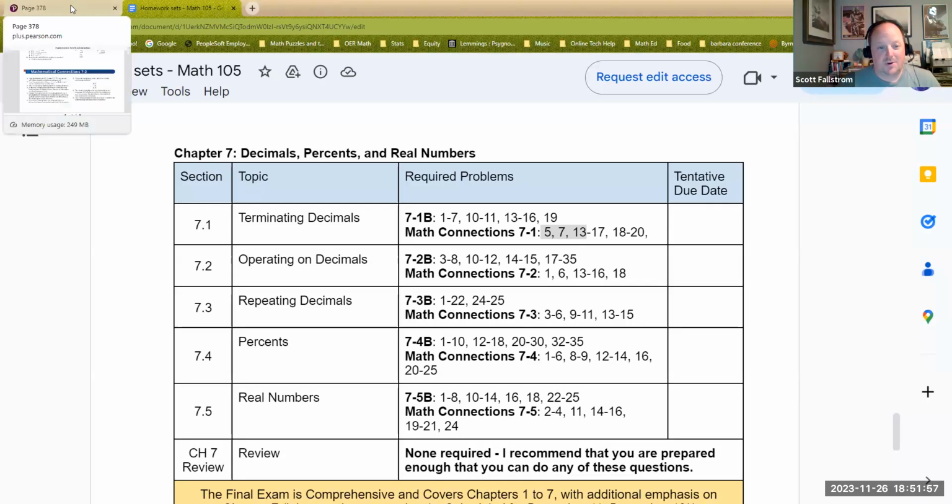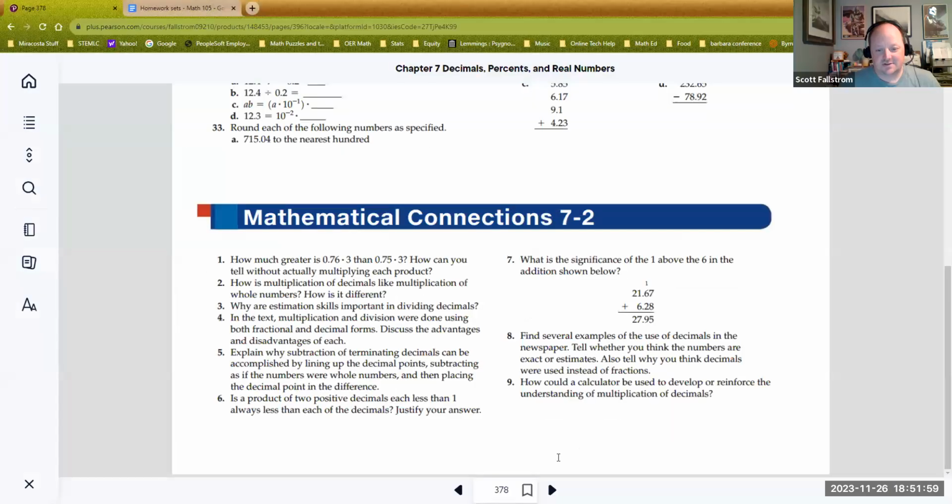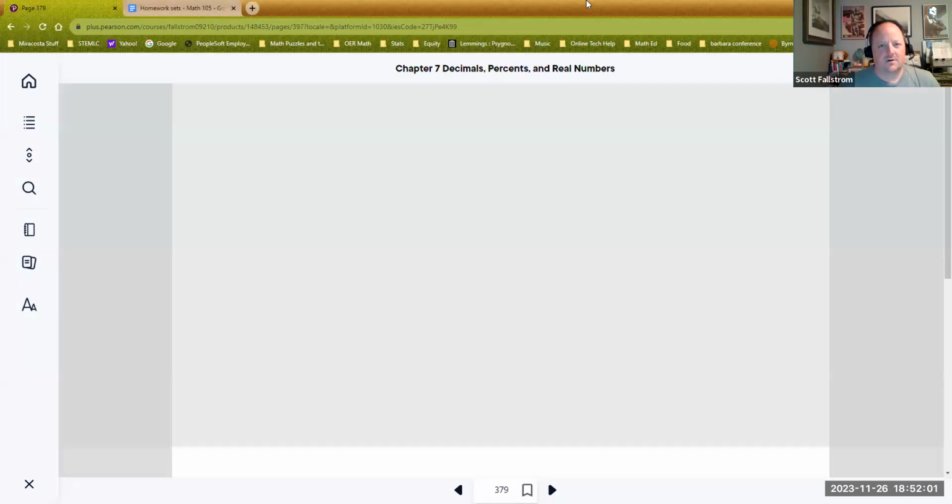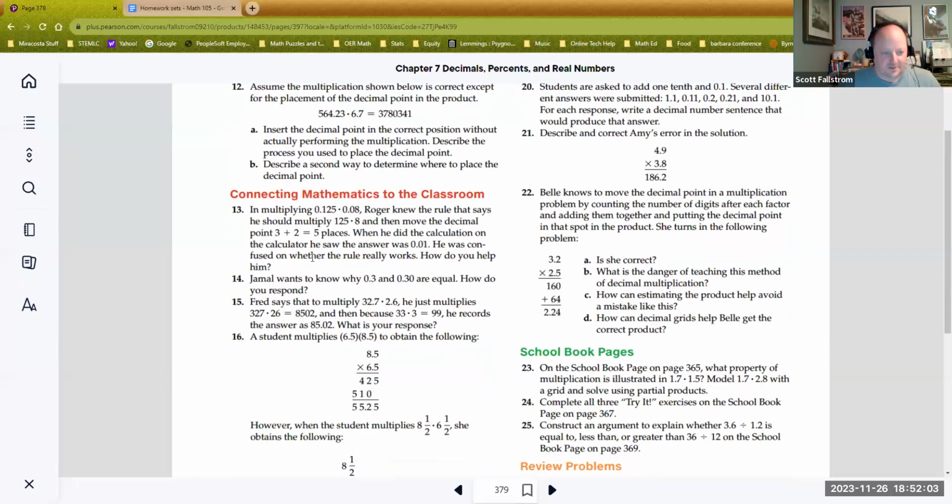All right, where are we? 13 through 16, so we'll jump to the next page. You have these problems. These are pretty common ones from students in class. Jamal wants to know why 0.3 and 0.30 are equal, like one looks bigger than the other.